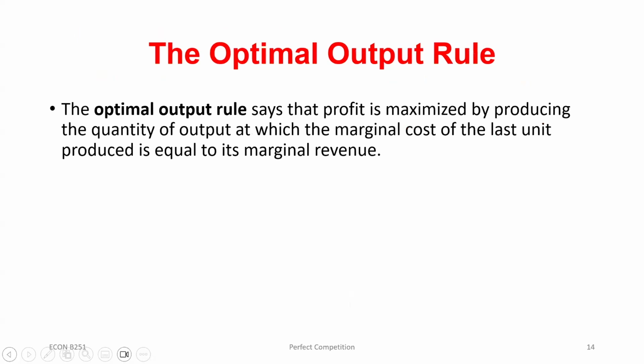So the optimal output rule, just like we had for consumers, I buy something as long as the marginal benefit is greater than or equal to marginal cost. Firms do the same thing. I continue to produce units as long as the marginal benefit is greater than or equal to the marginal cost. It's just now the marginal benefit for a firm is the marginal revenue, or we said the equilibrium price. So we get this optimal production rule. We want to go to the point where marginal revenue is equal to marginal cost.